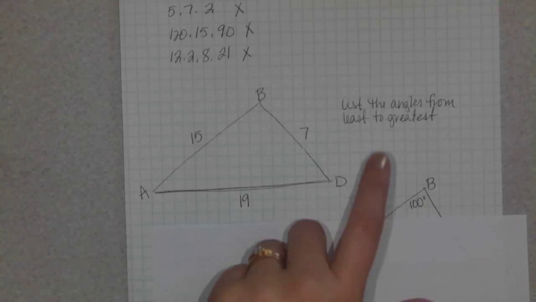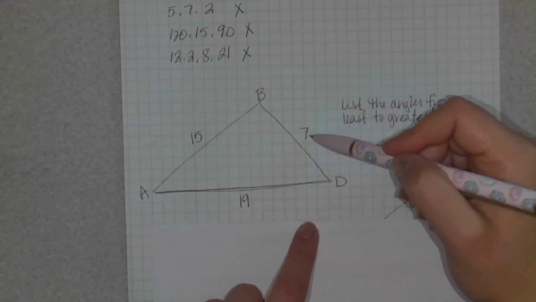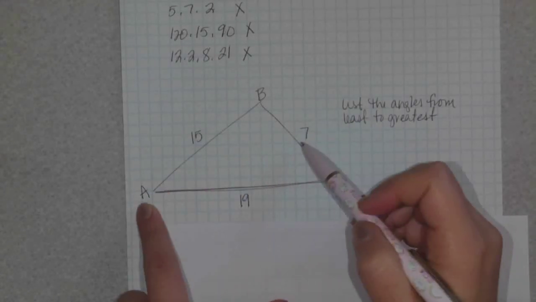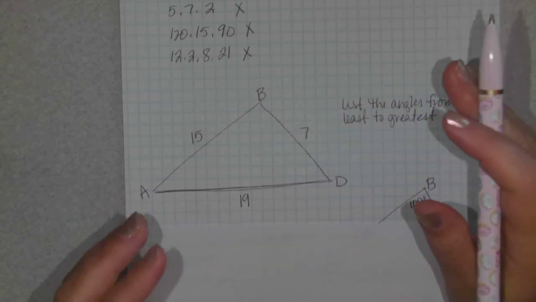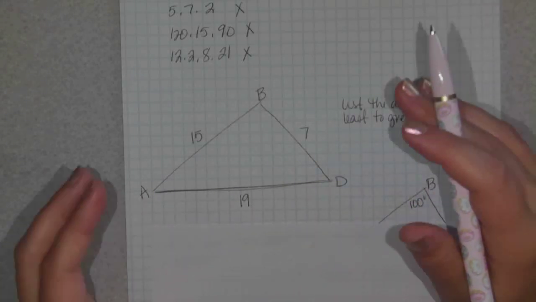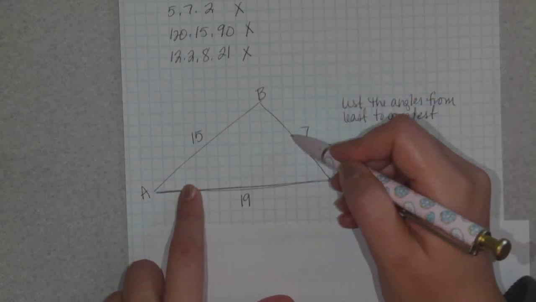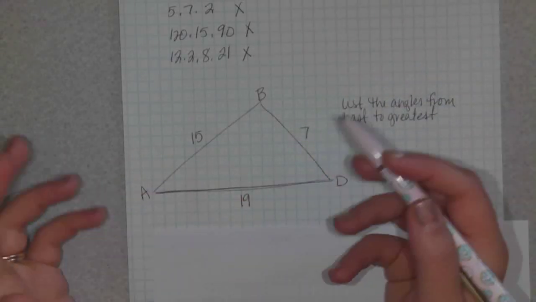So if I'm going from least to greatest, I just have to find my smallest side. My smallest side is 7. That's across from the smallest angle, which would be A, across the triangle. Sometimes kids don't do great with recognizing what I mean by across from, because if you drew a line, what if you hit this side? How do you know?